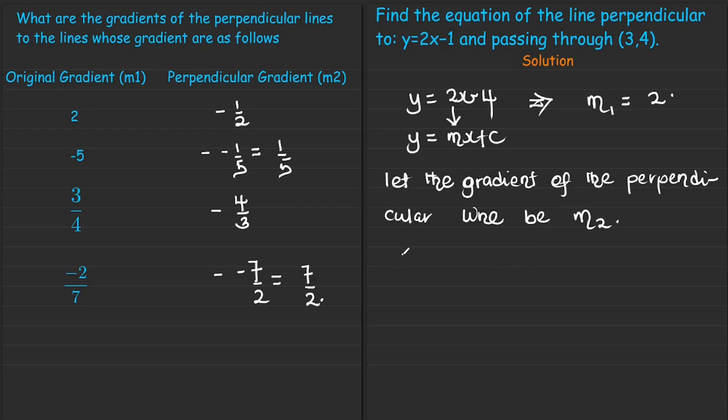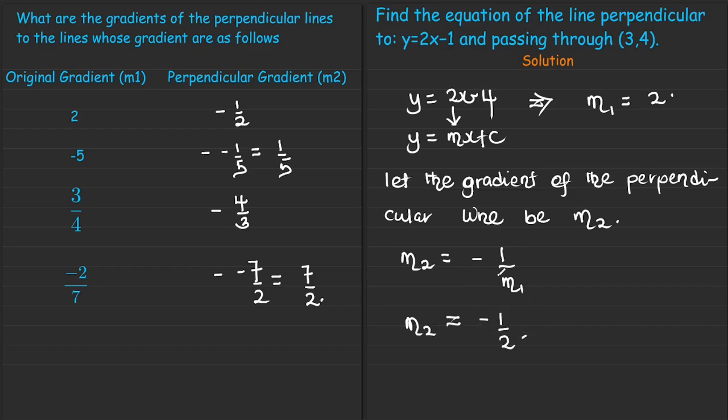Or m2 will then be the negative reciprocal. So for 2 over 1, its reciprocal becomes 1 over 2. So that is 1 over 2. Or to write the formula first, it's going to be the negative reciprocal. So negative 1 over m1, which simply means m2 is then going to be negative 1 over 2.